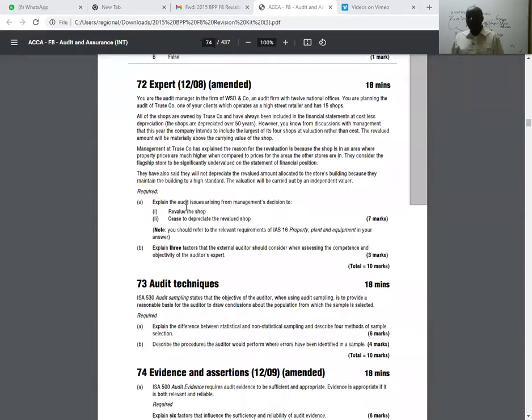Now the problem is here. Why do you only value one shop? Remember, revaluing your assets is okay. It's allowed by IAS 16.